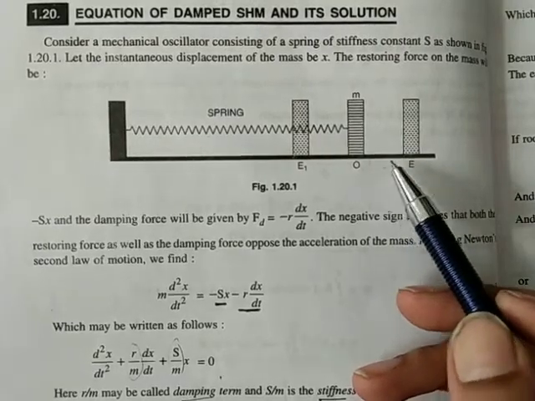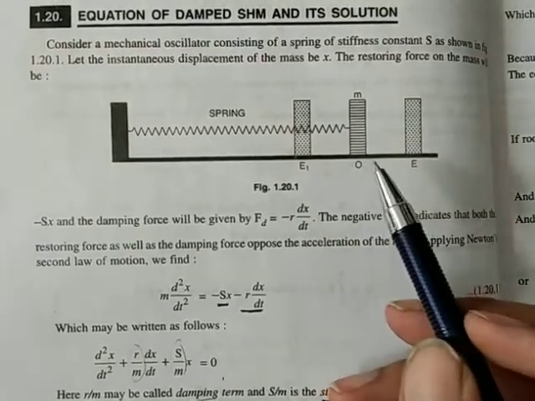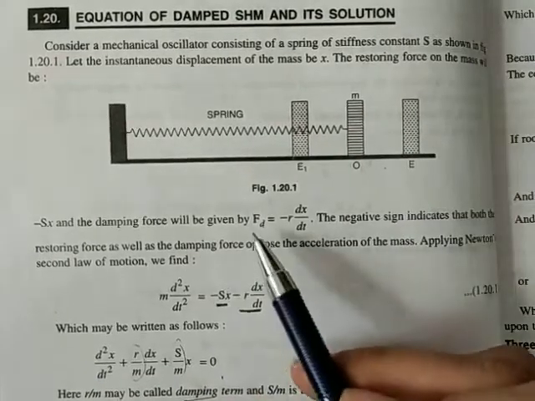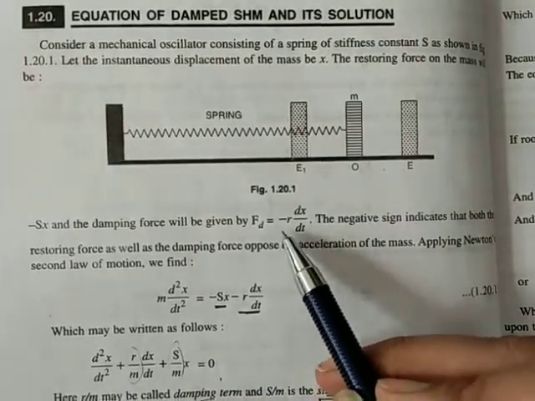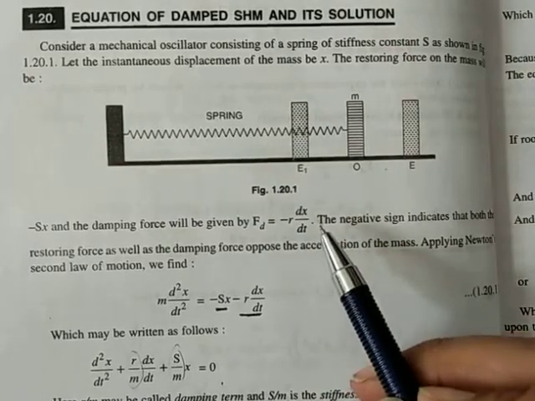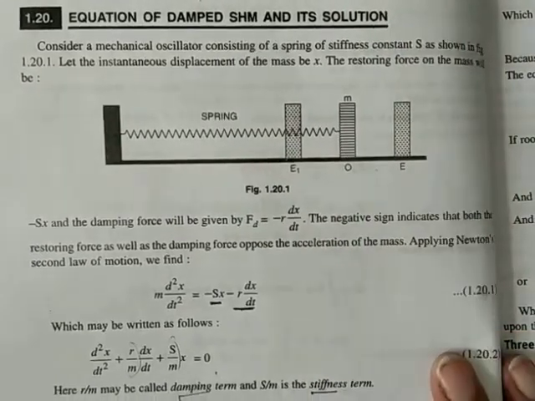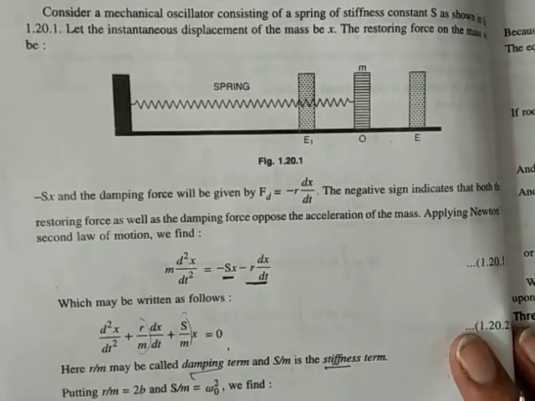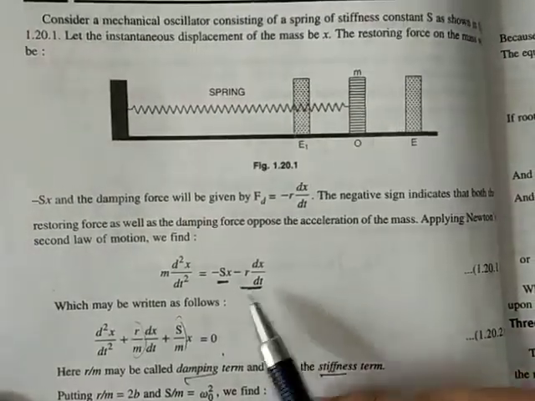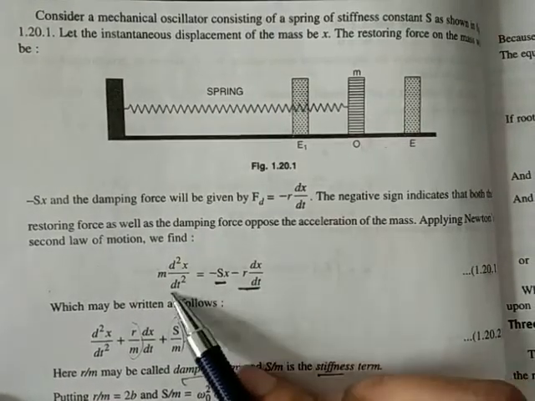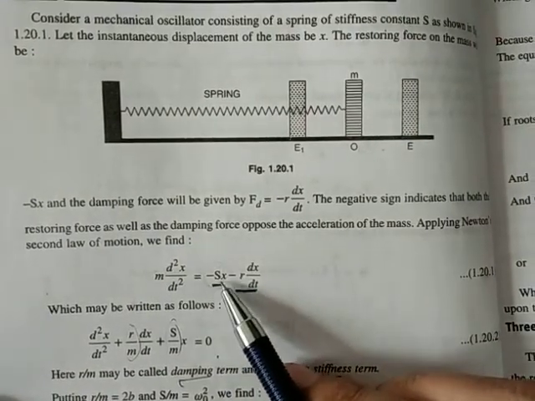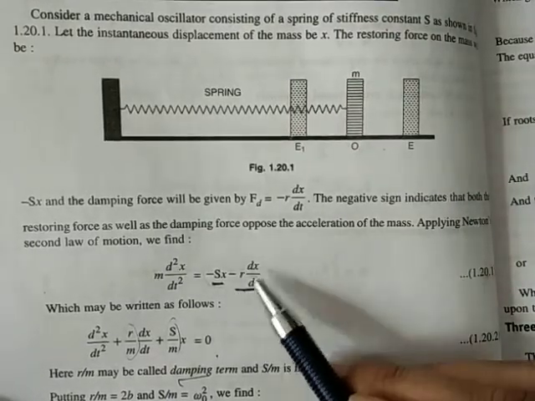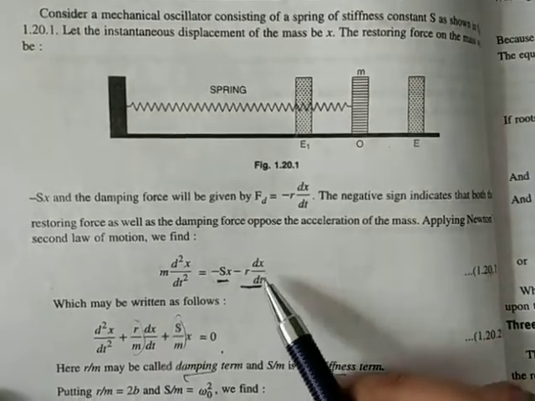But now we are considering the friction of the surface, so damping will come into play, and the damping force is given by Fd equal to minus R dx by dt, that we have proved yesterday. So for obtaining the equation of damped simple harmonic motion, we are going to have three terms. Earlier there was only the force minus Sx, but now another force has come into play, which is minus R dx by dt.